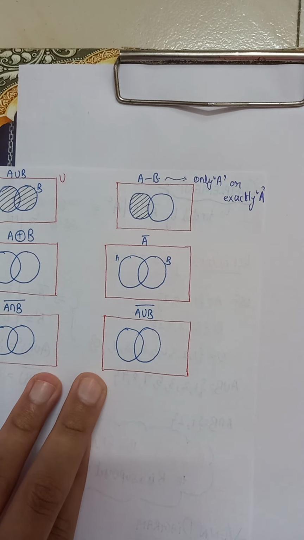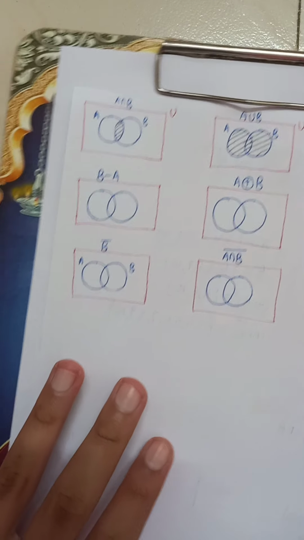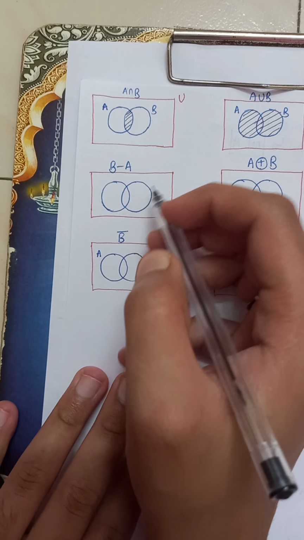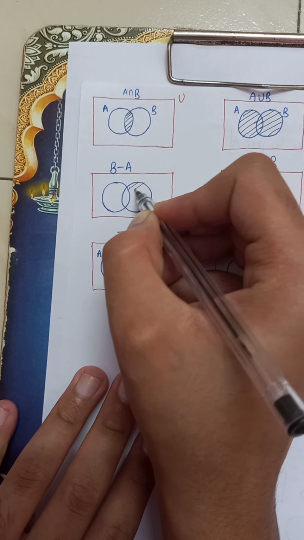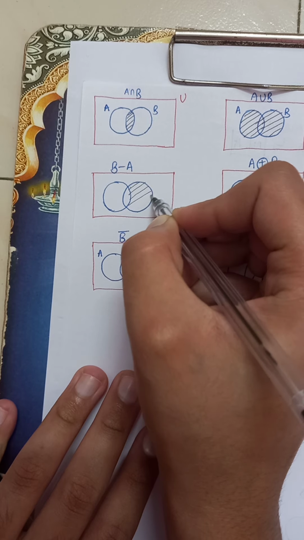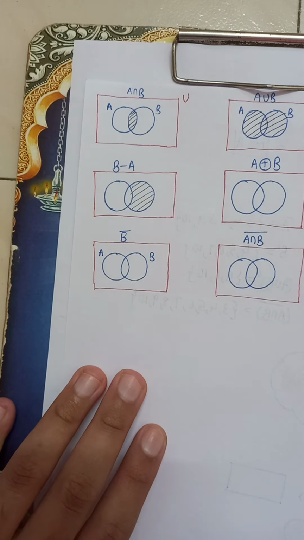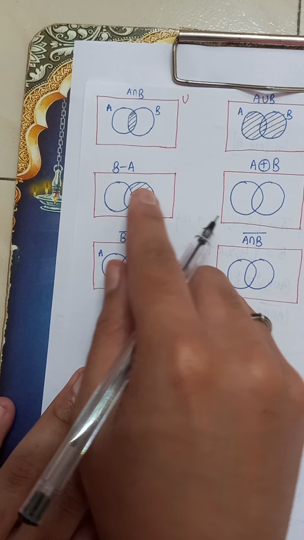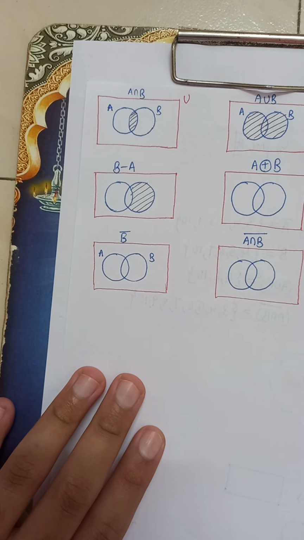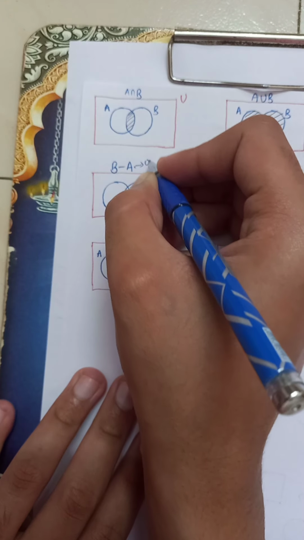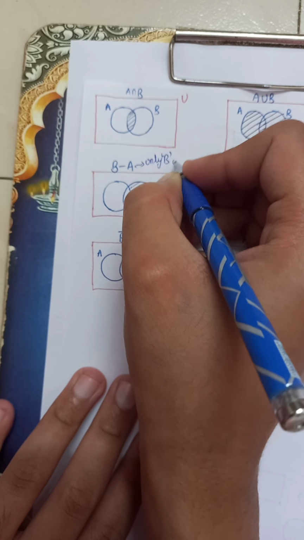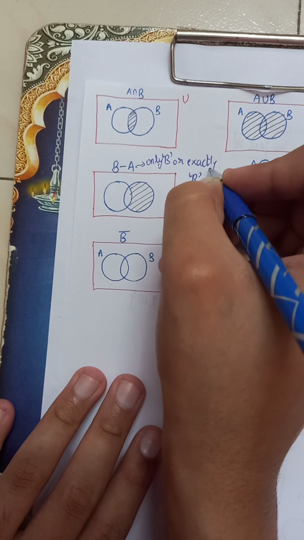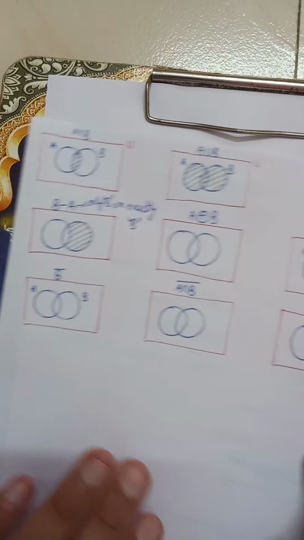Okay. So now B minus A. How do you represent B minus A? Removing the common parts of both A and B from the set B. So you will represent it like this. You don't include the common part or set A part in B minus A. It means that B minus A means only B, or exactly B.